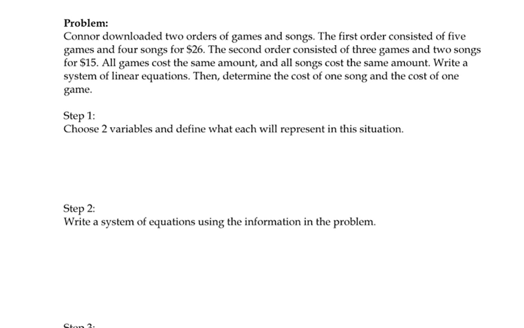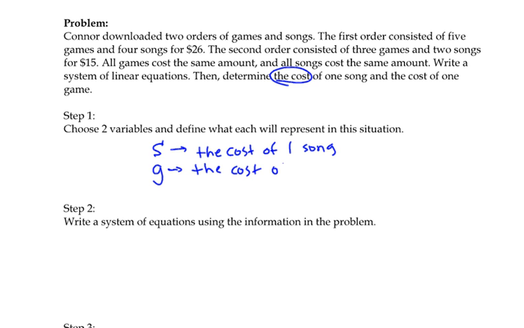Connor downloaded 2 orders of games and songs. The first order consisted of 5 games and 4 songs, which cost him $26. Second order consisted of 3 games and 2 songs, which was $15. All games cost the same amount, and all songs cost the same amount. Write a system of linear equations, then determine the cost of one song and the cost of one game. So what did you use for your variables? S and G. And what did S stand for? Not just songs. What about the songs? The cost of one song and the cost of one game.